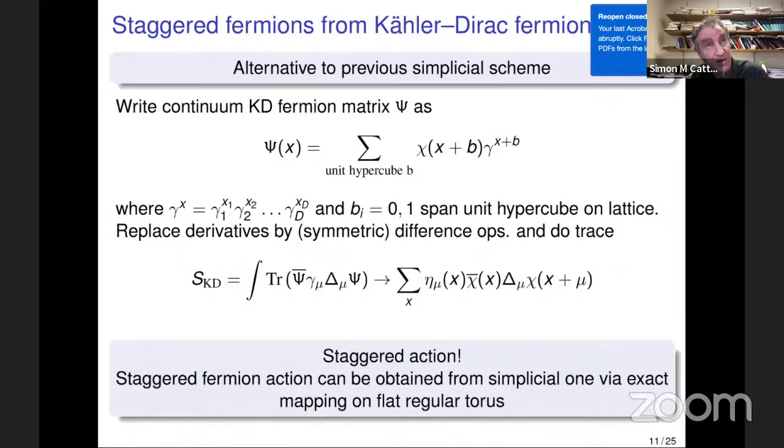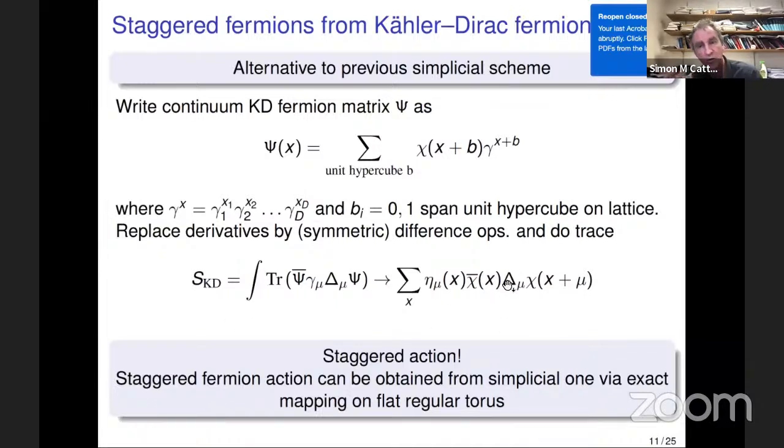This operator gamma that occurred in the continuum just becomes the site parity operator epsilon in the staggered fermion action, right? So you can think of staggered fermions as simply a particular discretization, using this mapping above here, of the continuum Kaehler-Dirac field, or the continuum Kaehler-Dirac equation, on a regular toroidal hypercubic lattice.